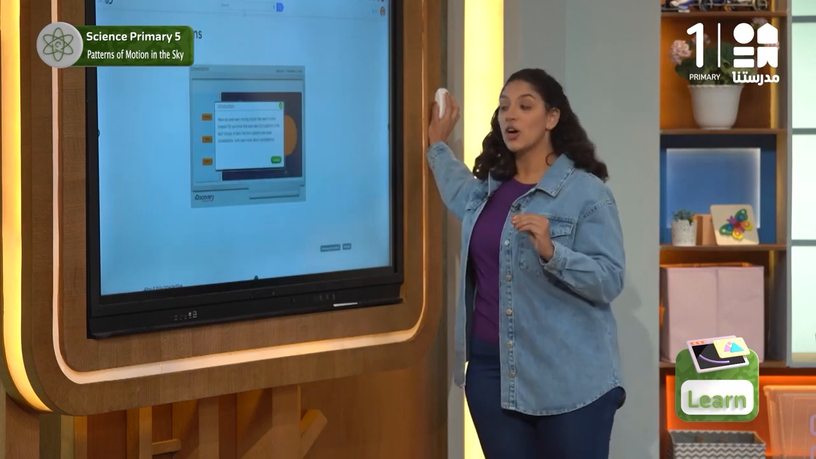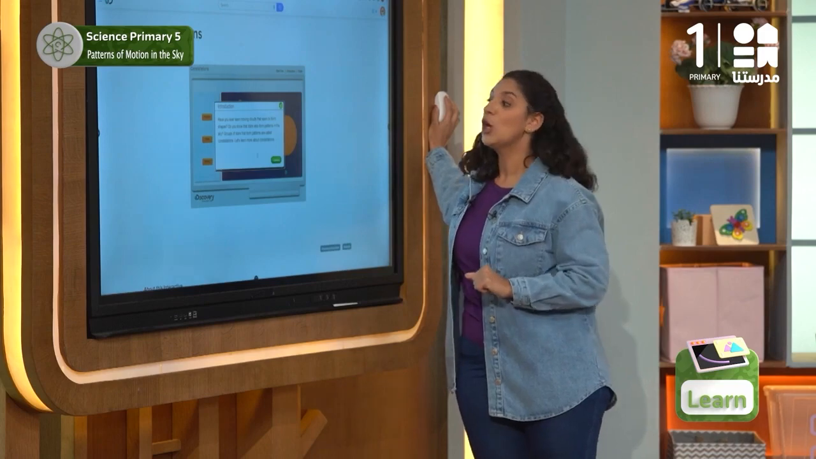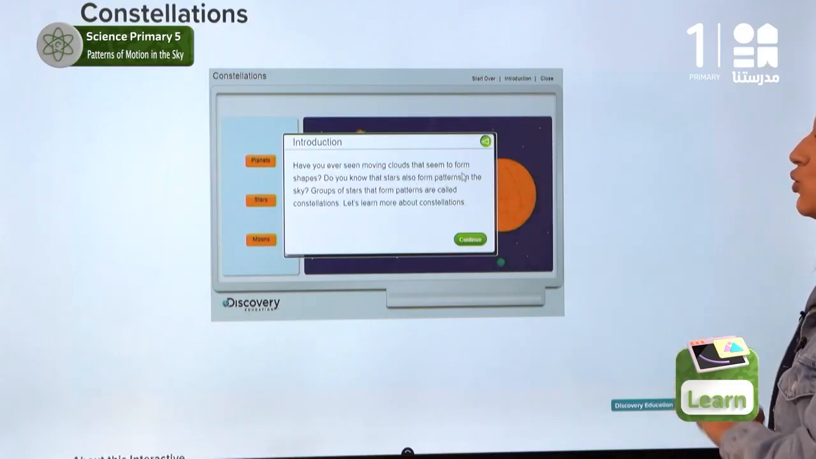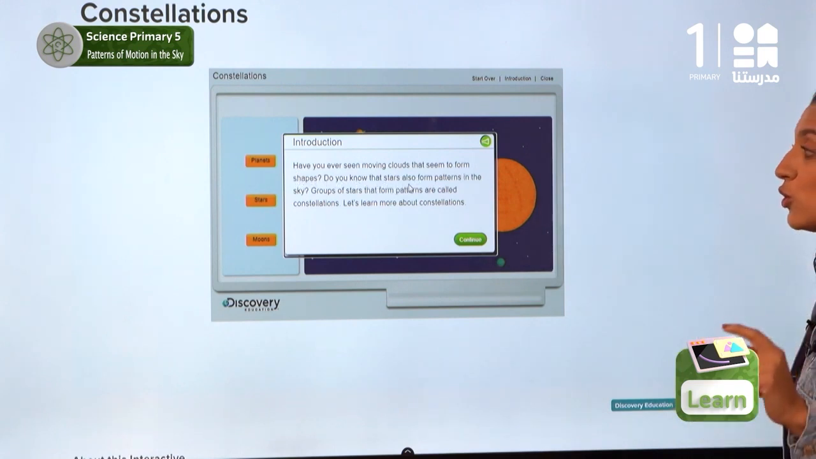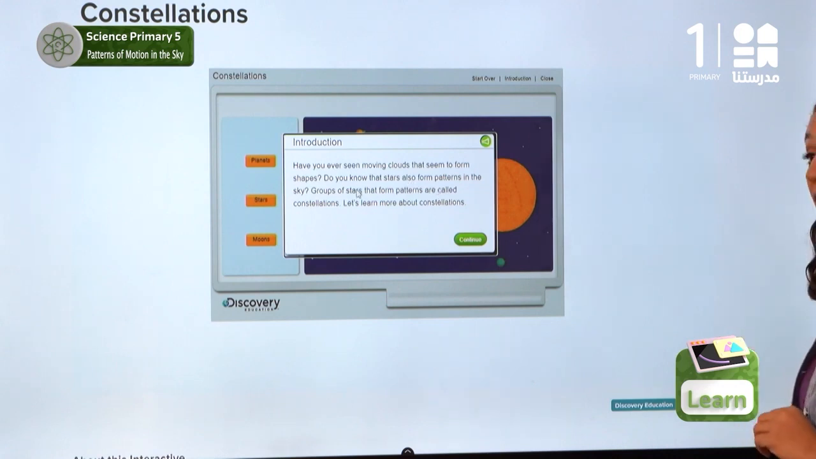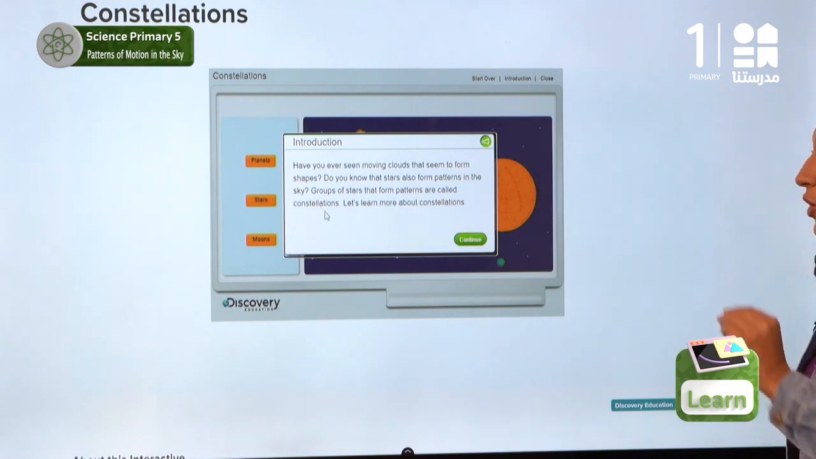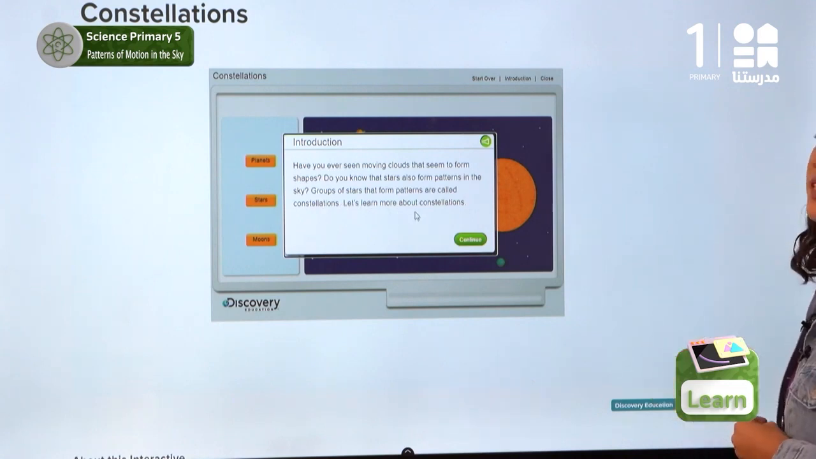Now, let's start to read the introduction first that we have. Have you ever seen moving clouds that seem to form shapes? Do you know that stars also form patterns in the sky? Groups of stars that form patterns are called constellations, and that's a very important word. Now let's learn more about constellations.